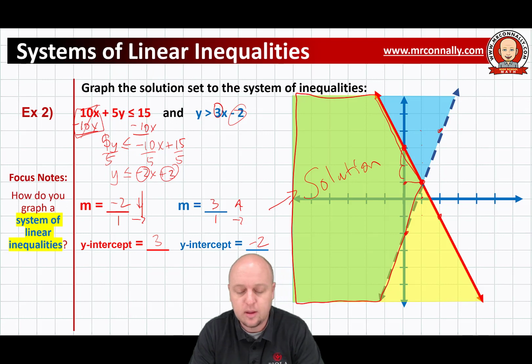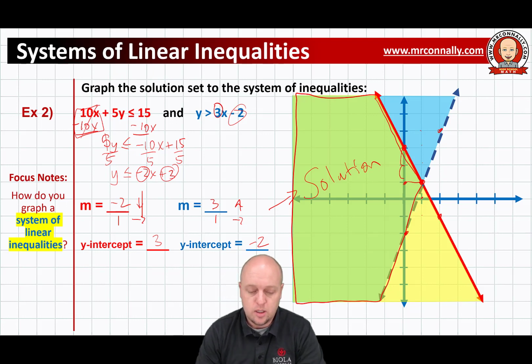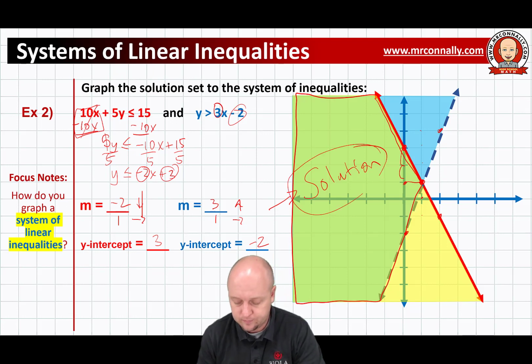Okay, so go ahead and label that on your paper. This is the solution. Shade that part. You don't actually have to shade the blue and yellow parts that are left over. You can just shade the green part. That's how a lot of textbooks show it, or online programs. Okay, finish that one up. Our solution set is right there in the green.